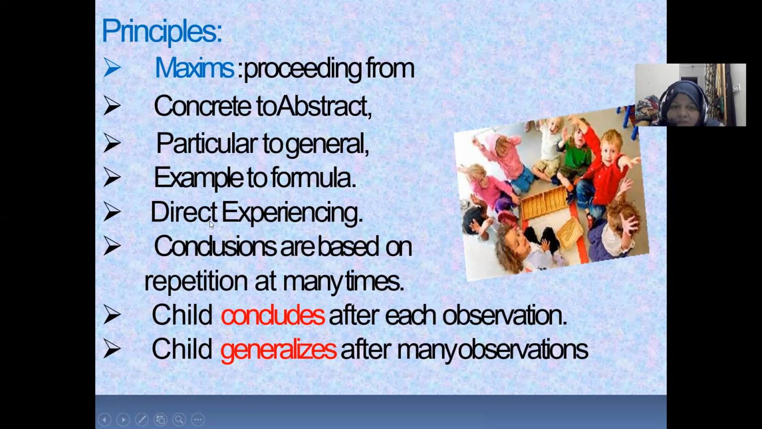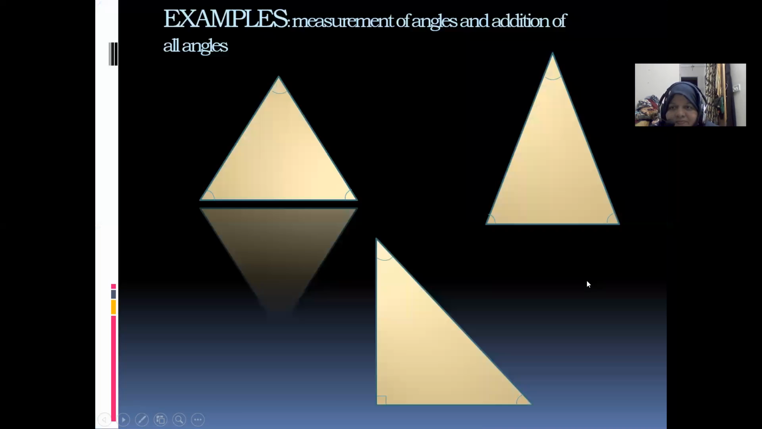Then direct experiencing is the most important principle of the inductive method. Then the conclusions are based on repetition many times. So many examples are given and students give conclusions on their own. The child concludes after each observation and he generalizes after many observations.